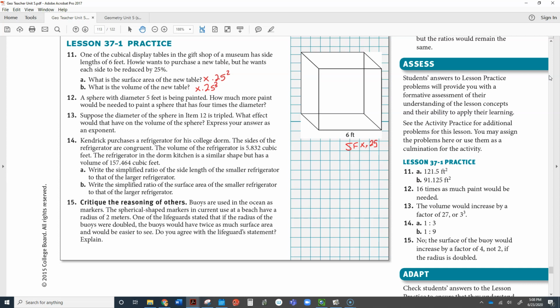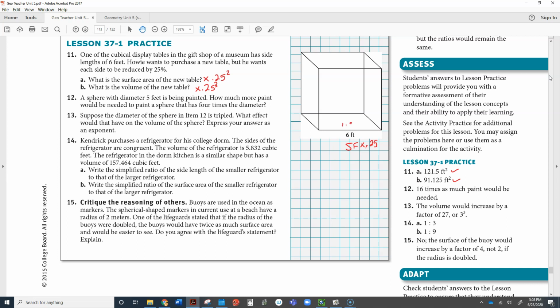Now, when I say the volume of the new table, you're going to have to find the surface area and the volume of this one, and then multiply them times this right here. So, number 11, part A, what's the surface area of the new table? That's where that comes from. And B, what's the volume of the new table? What's 6 times 0.25? It is 1.5.